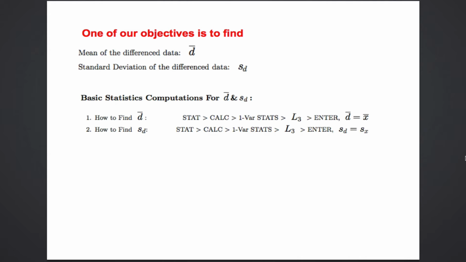Now, since we have the difference data stored in L3, we're going to go to stat, calculate, one variable stats using L3, and whatever x bar is, that would be the value for D bar. And whatever the value of Sx is, that would be the value for the standard deviation of the difference data.